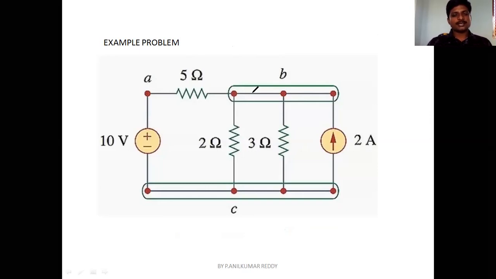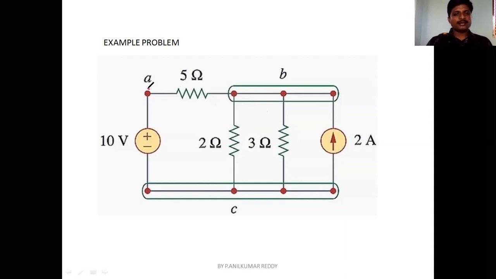Definitely, you can call this a circuit because it has a closed path. Also, you can call this a network. So, you can try to find the nodes. Let us try to find the nodes. So, what is a node? A node is a connection point between two or more elements.